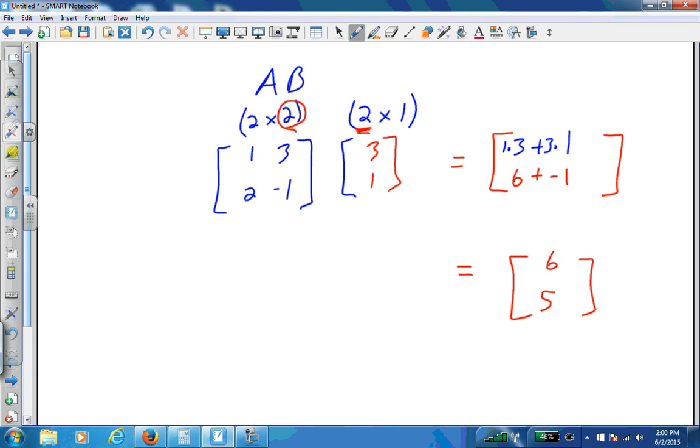So if we want to know before we even multiply the size of the resulting matrix, we said that these have to match in order for us to even be able to multiply, and the size of our resulting matrix comes from the number of rows in the first matrix by the number of columns in the second matrix. So this is a 2-row, 1-column matrix.